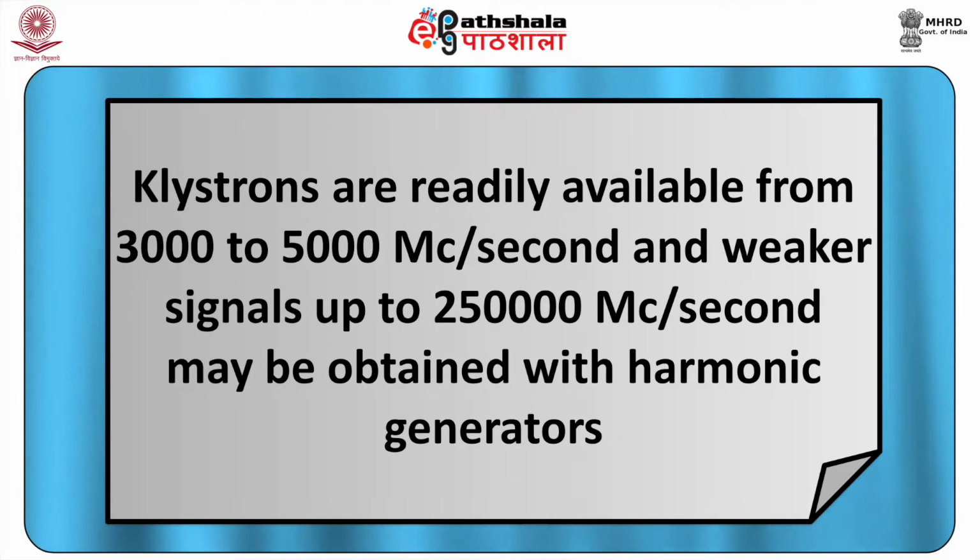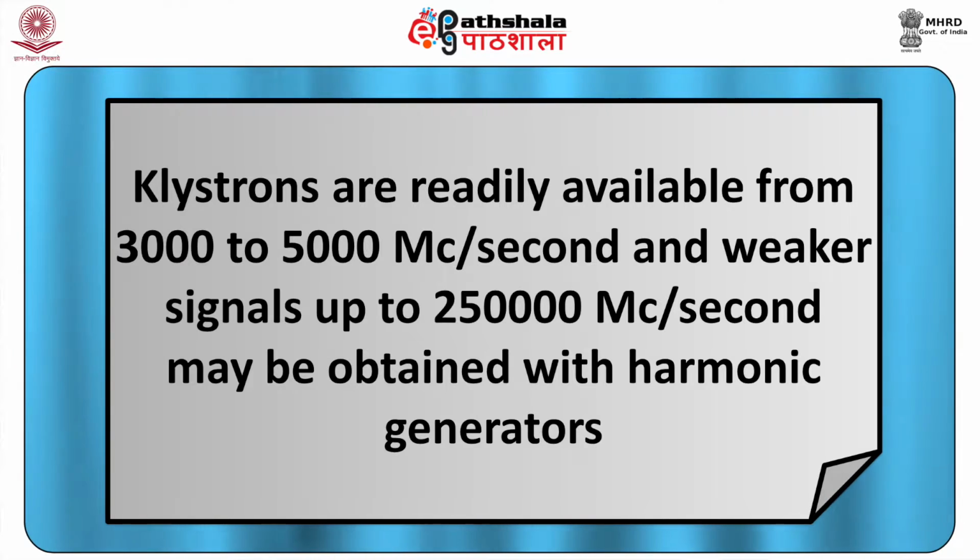Klystrons are readily available from 3000 to 5000 megacycles per second, and weaker signals up to 250,000 megacycles per second may be obtained with harmonic generators. One slight disadvantage of the klystron valve is that it radiates very small energy, which is of the order of 30 milliwatts.